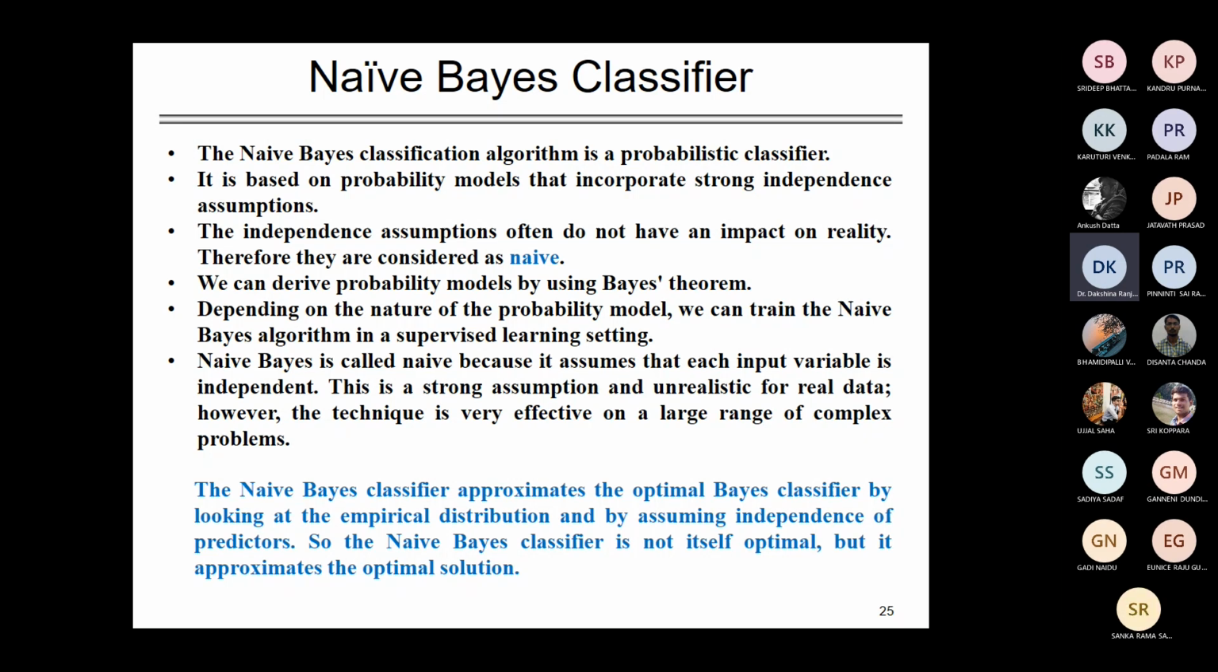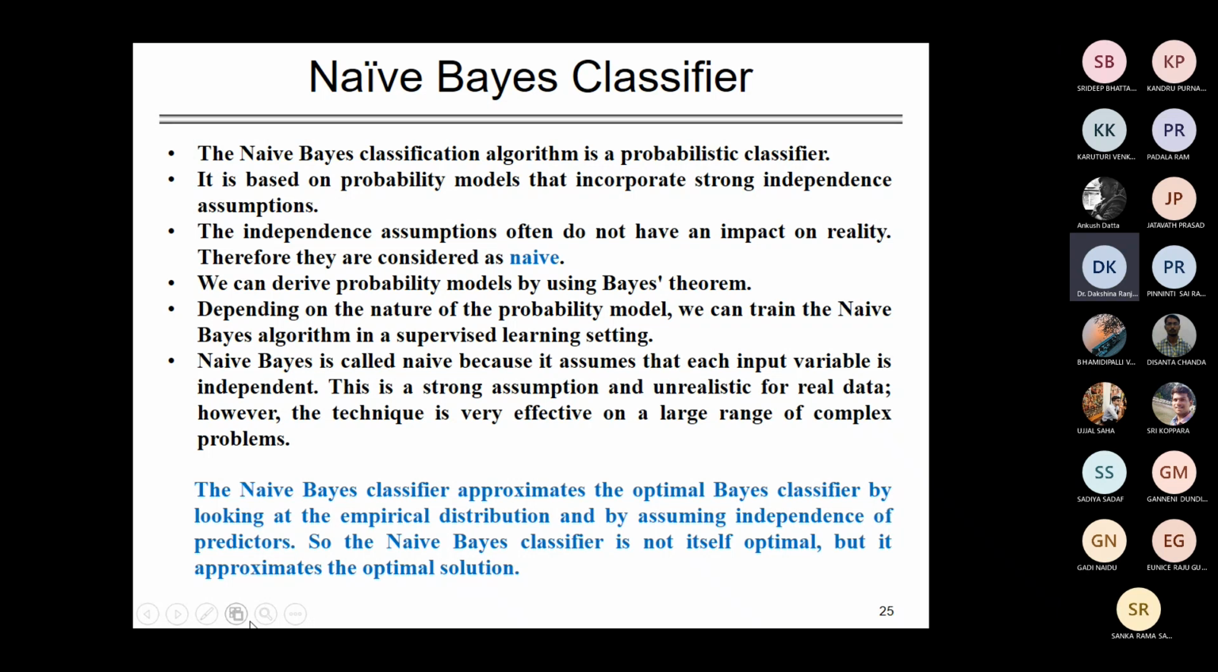Depending on the nature of the probability model, we can train the naive Bayes algorithm in a supervised learning setting. That means the naive Bayes classifier is a supervised learning algorithm, so it needs data with class information or class labels. The naive Bayes algorithm is called naive because it assumes that each input variable or input feature is independent. That means the input features we are considering are conditionally independent of each other. This is a strong assumption and unrealistic for real data.